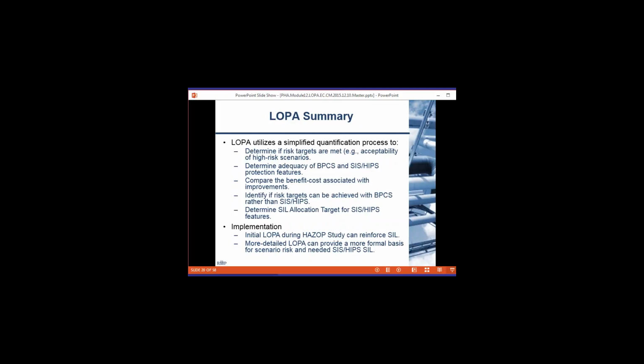Are they adequate, reliable, or do you need some additional reliability there, or maybe additional equipment? You can also use it to do benefit cost ratios, and also identify if you can simplify the system. A lot of people, we do a lot of capital projects and implement HAZOP and LOPA when clients are developing a design.